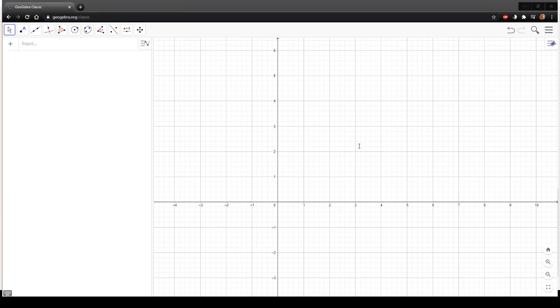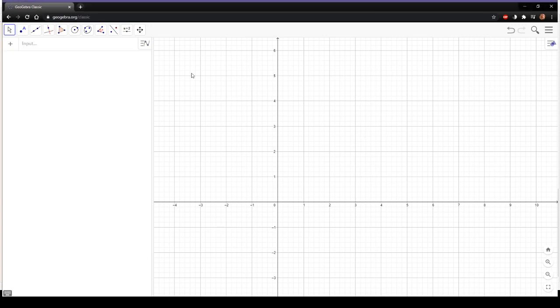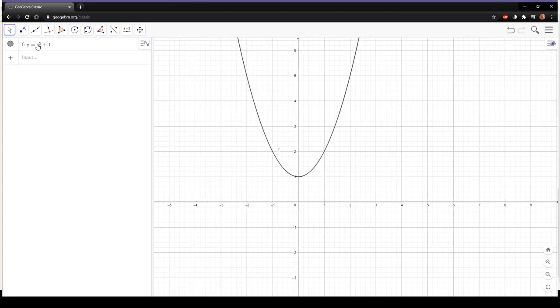So let's see. One of them was y equals x squared plus 1. So we can literally just type that in as shown. And there you go. So x squared is a parabola. Plus 1 means that it's just been lifted by 1 unit. So we have a parabola. See, if we just look at x squared by itself, it passes through the origin. So x squared plus 1 is just lifted by 1 unit.